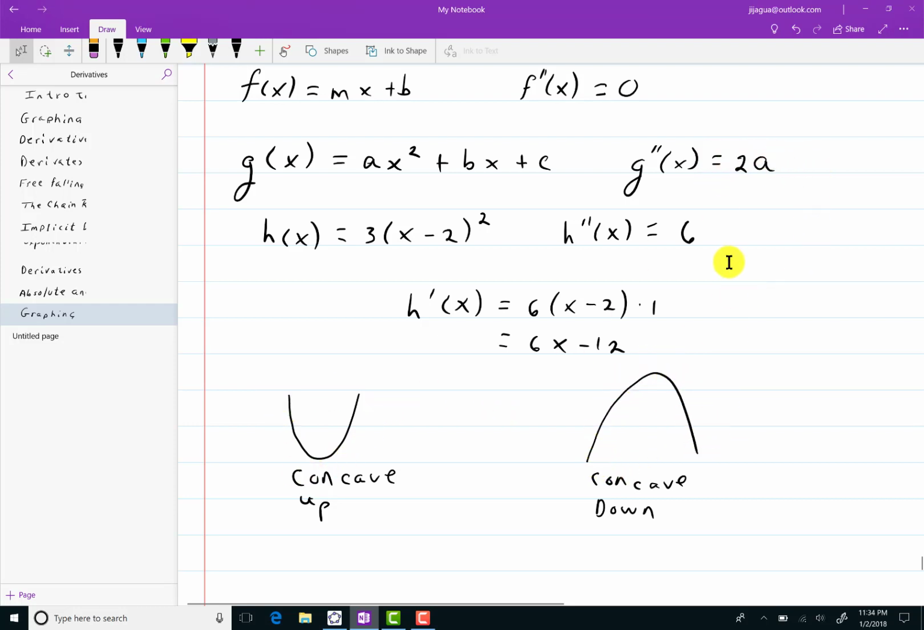It almost seems like concavity was invented to describe quadratics, but we use it for a little bit more than that. We use it to describe more subtle details on a curve. Let me show you what I mean.